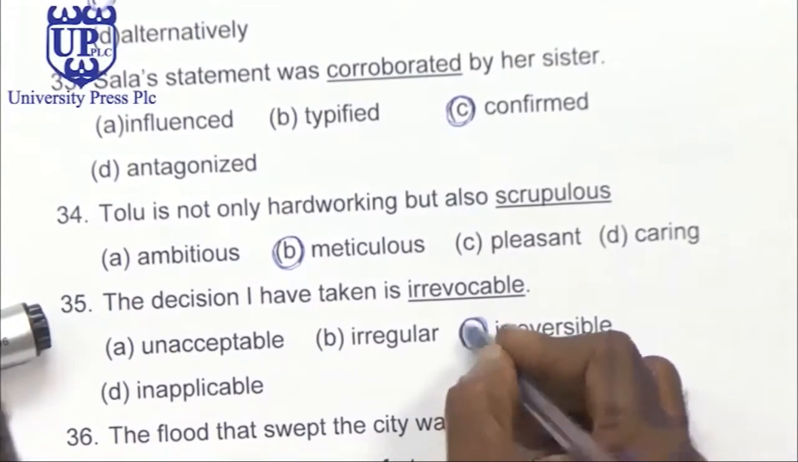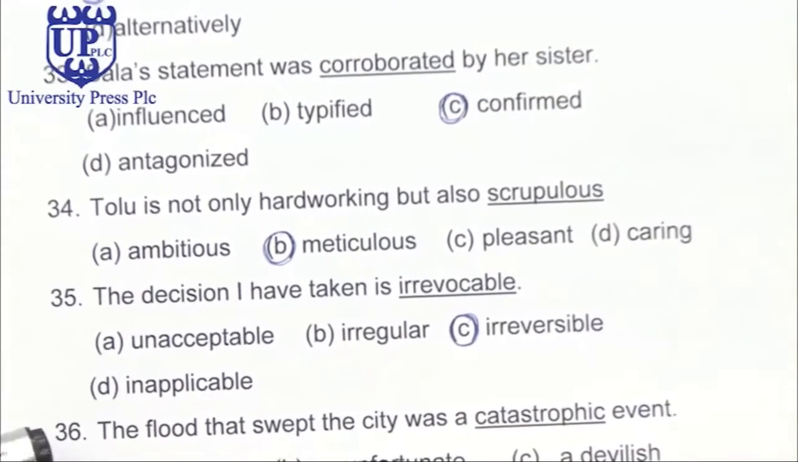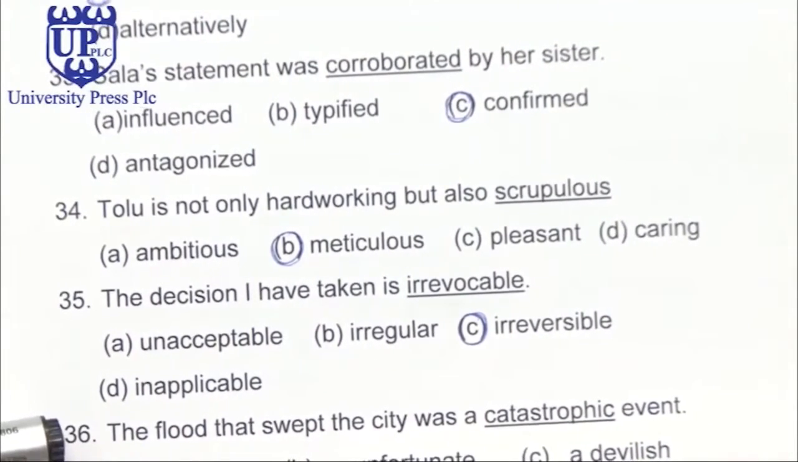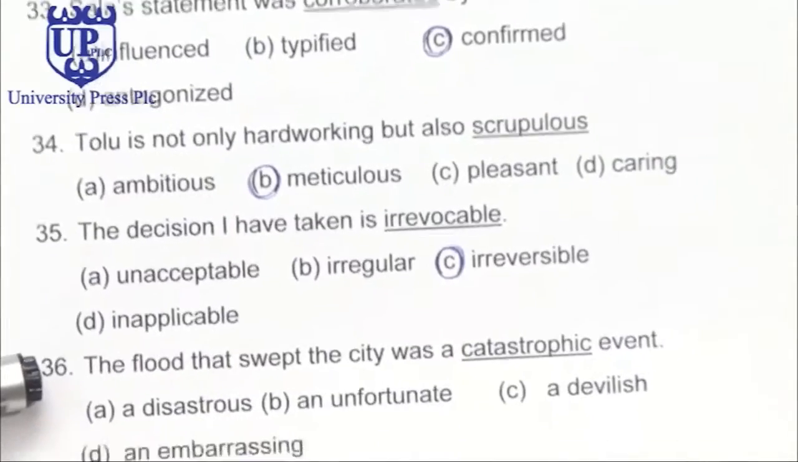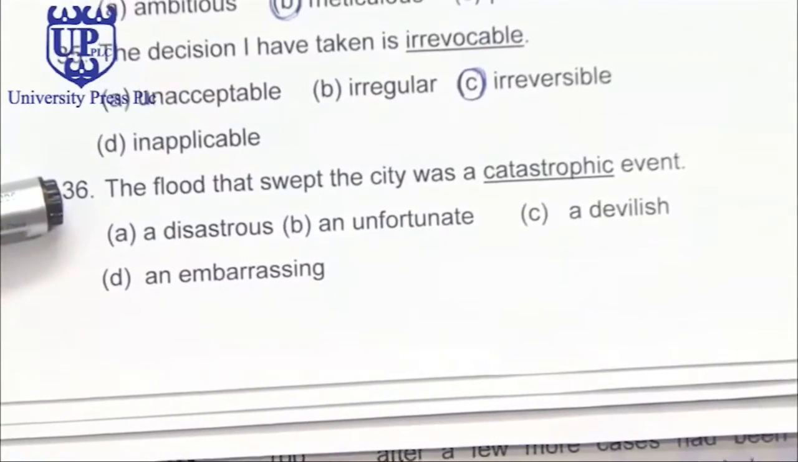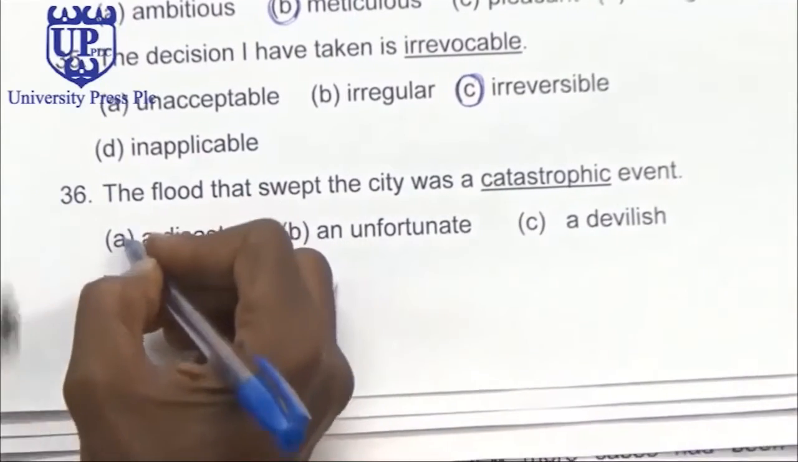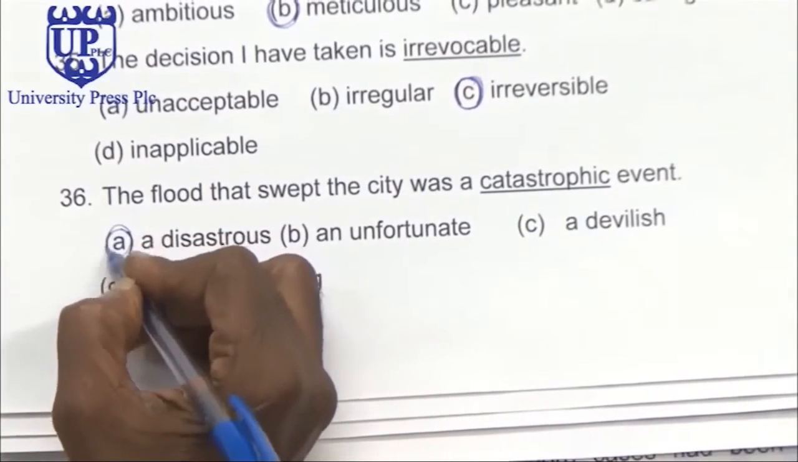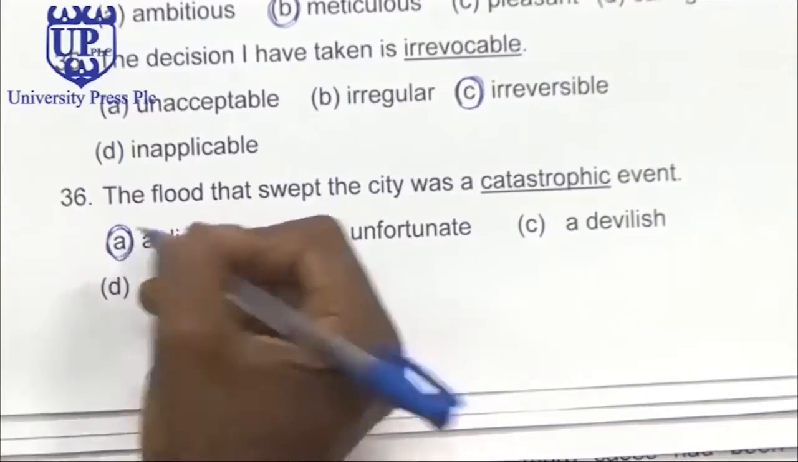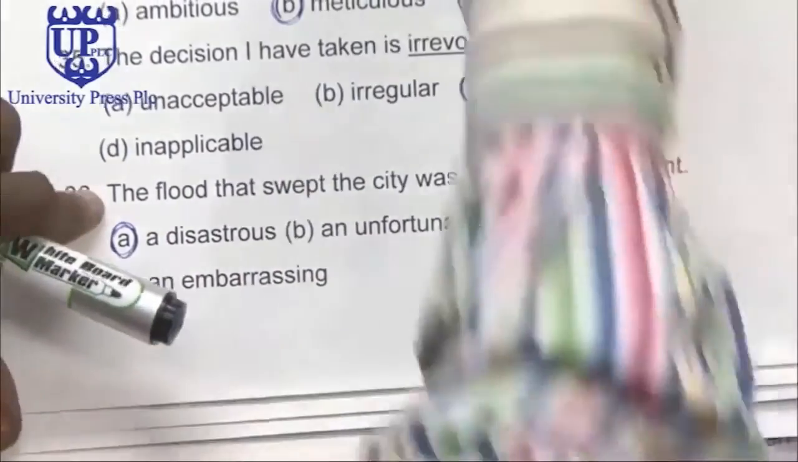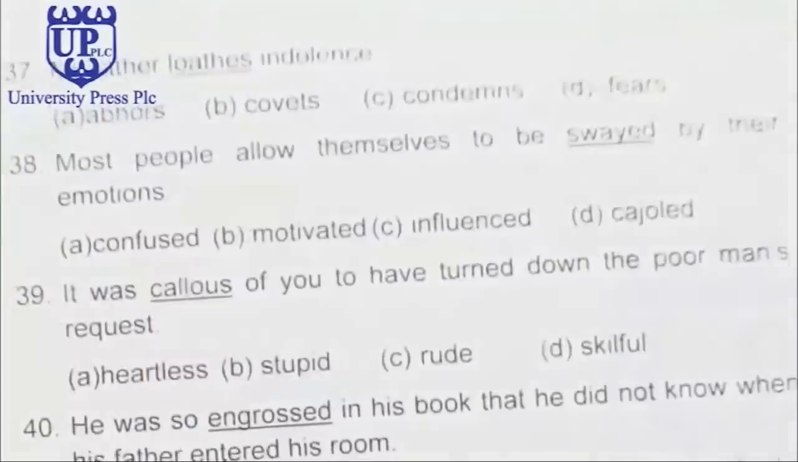Irreversible. Right. 36. The flood that swept the city was a catastrophic event. What does it mean? A disastrous event. Catastrophic, disastrous. Let's look at the next one, which is 37.